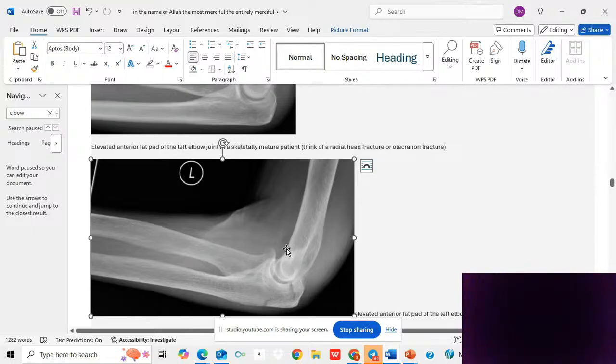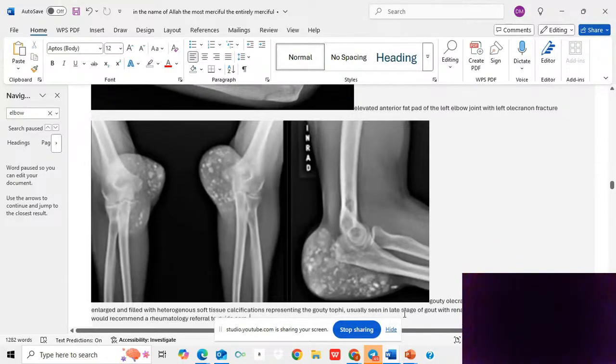There is an elevated anterior fat pad of the left elbow joint, but I can't see the posterior fat pad. However, there is a fracture here. So this is a sign to look here. Is there a fracture of the radial head? Is there a fracture of the olecranon process? Yes, there's a fracture here of the olecranon process.